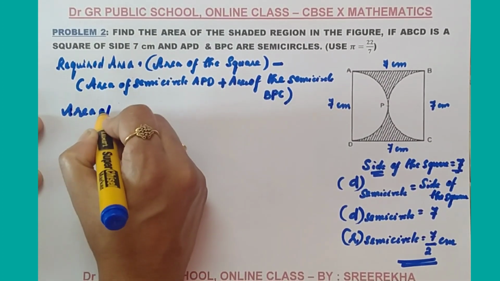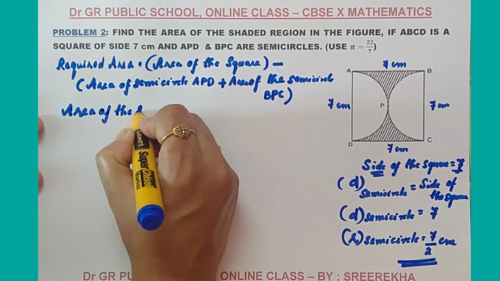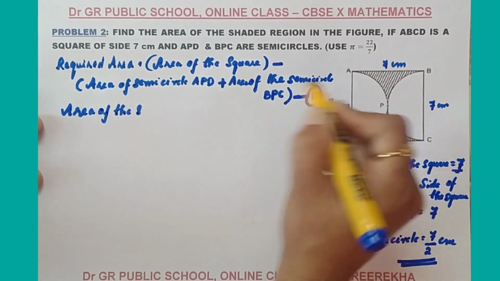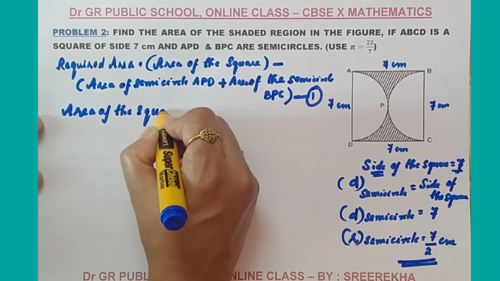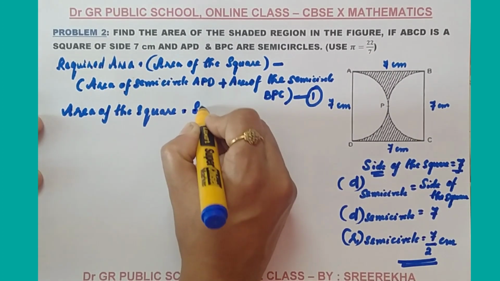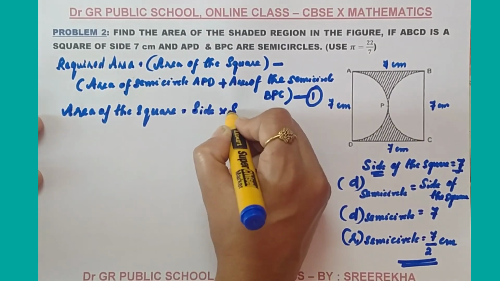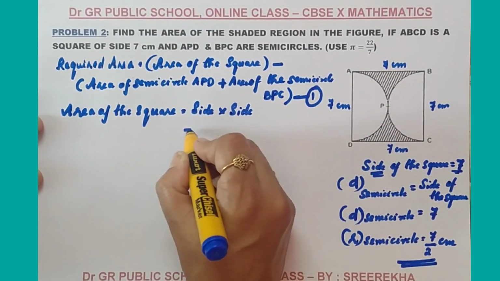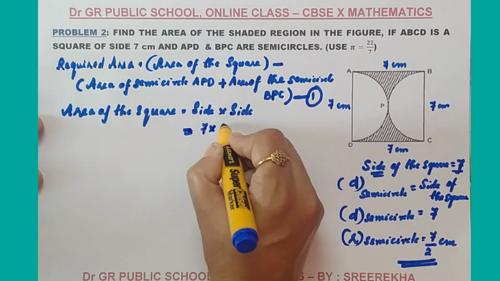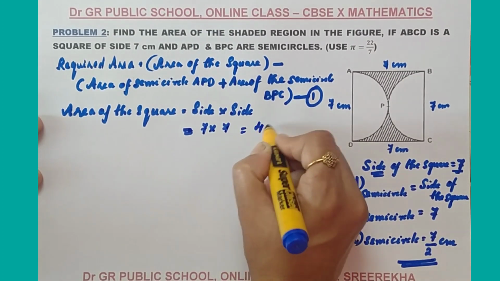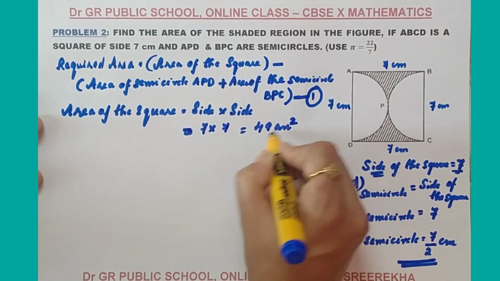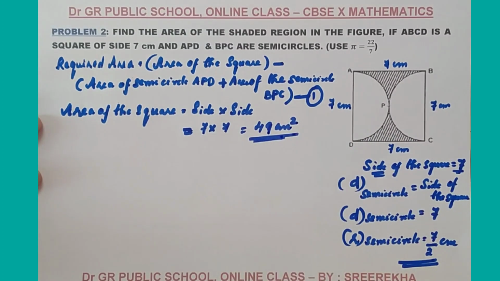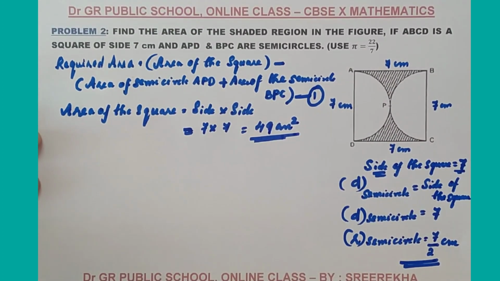Now, I am going to find the area of the square at first. Area of the square, we can take as equation number 1. Area of the square equals side into side. What is the side of the square? 7. 7 into 7 is 49 centimeter square. So, area of the square is 49 centimeter square.